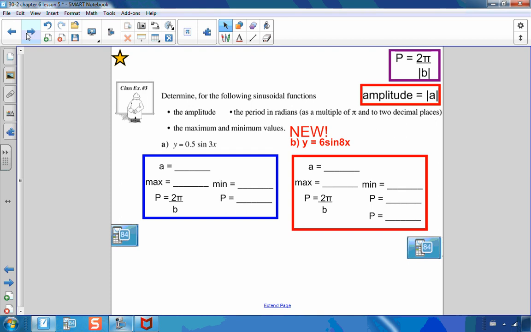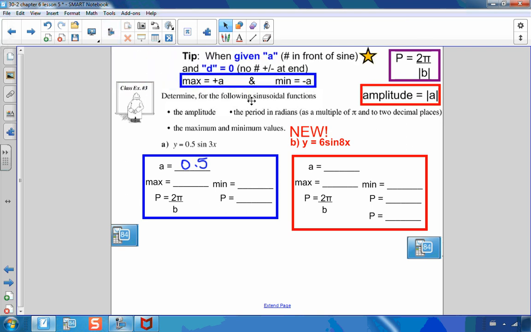Okay, let's look at these ones here. I want to determine the amplitude, period, max, and min values. For part A, if we look at this one here, the A value is just the number in front of the sine x. So it's 0.5. Now I want to figure out what my max and my min are. I have a little hint for that. When A is given, the number in front of sine, and D is 0, in other words, I haven't added on a number here, max will be positive A, min will be negative A.